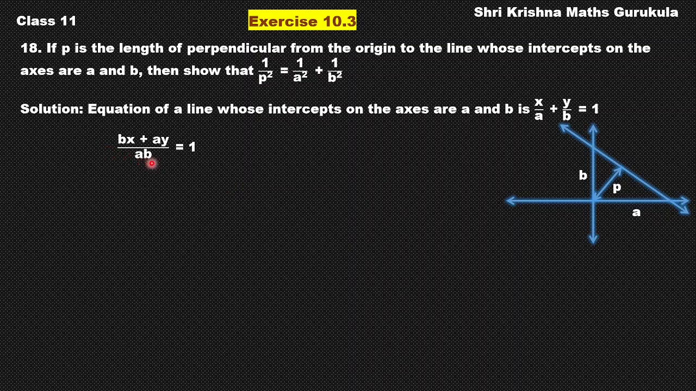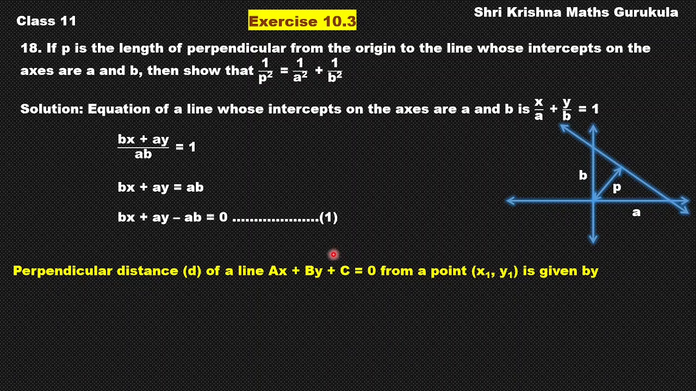The denominator would be a into b, so the numerator will be bx plus ay is equal to 1. Now take ab to the RHS, which gives us bx plus ay is equal to ab. Now move this ab to the LHS, which will be bx plus ay minus ab is equal to 0. So this is the equation of the line in the general form. Now we know the formula. If the perpendicular distance is d, then the equation of the line is ax plus by plus c equal to 0.